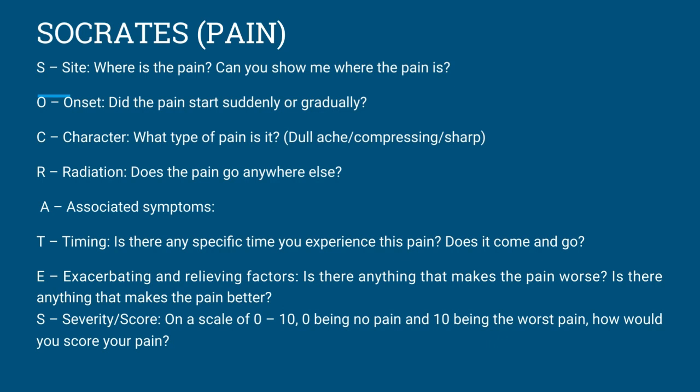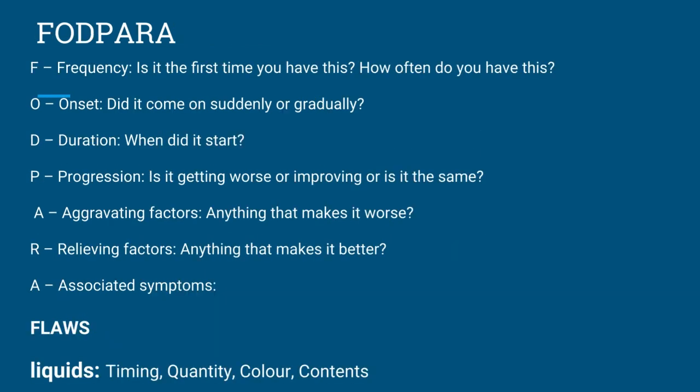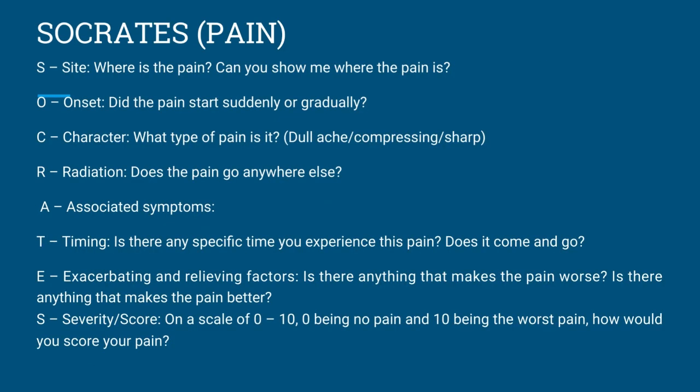Moving on, there are two things that you need to keep in mind when you're taking the history of presenting complaint. For example, if it's pain, then you need to follow SOCRATES. However, if it's any other symptom other than pain, you have to follow SOFA PAR. So let's discuss what each and every letter in the mnemonic actually means.